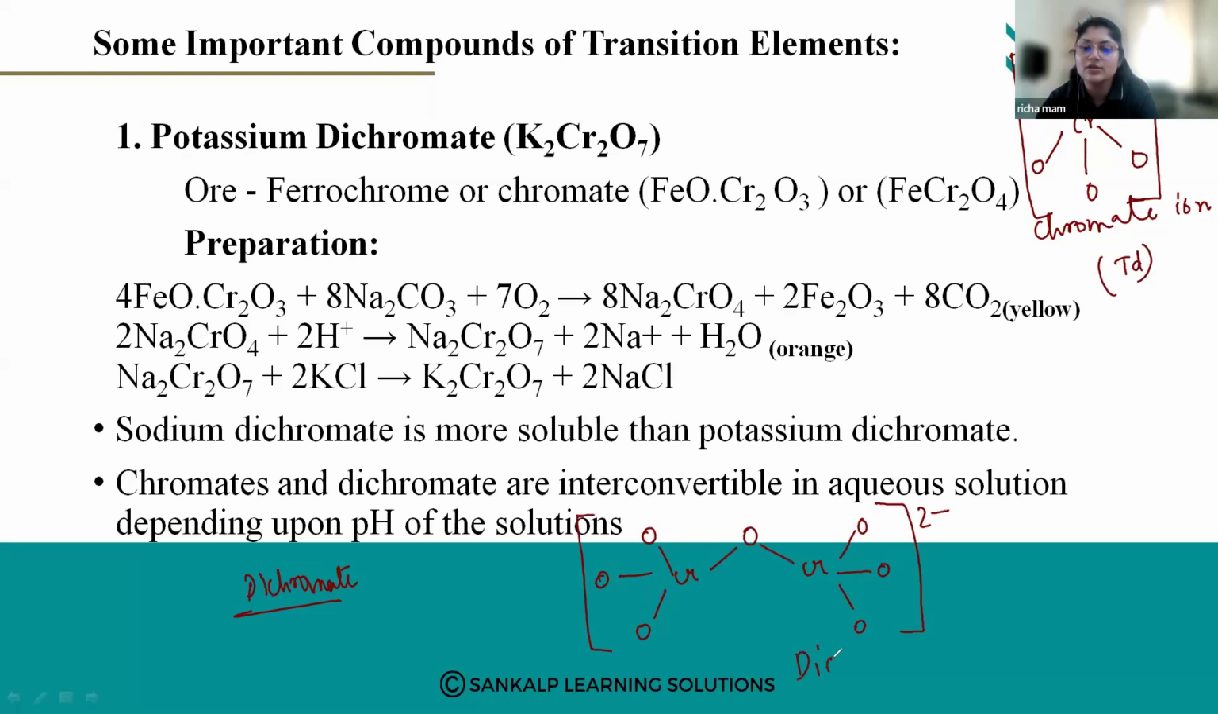Okay, so this is a dichromate ion. Fine. So please draw the structures. Very important, it can be asked. Draw the structure of chromate ion and draw the structure of dichromate ion like this. Okay. Fine.